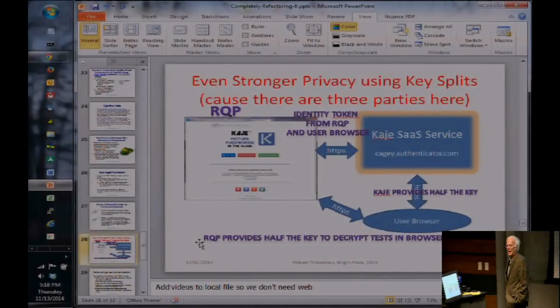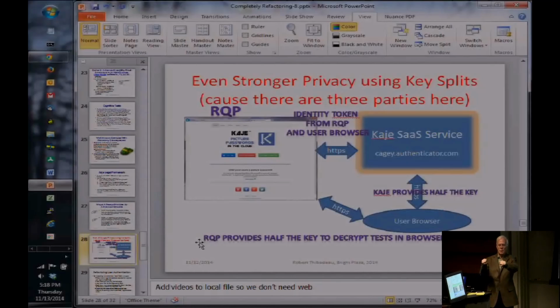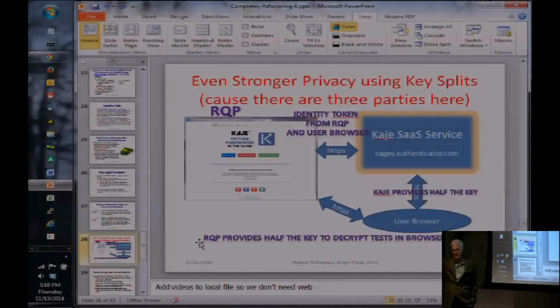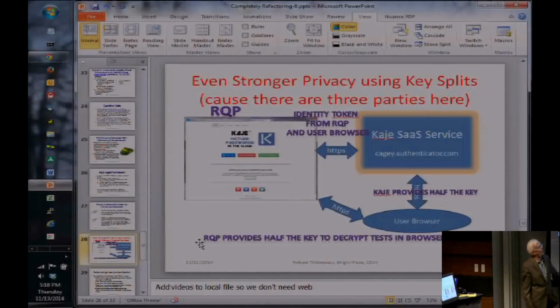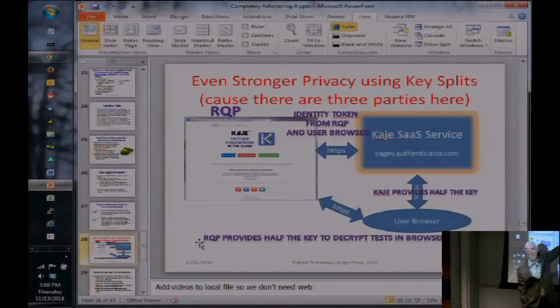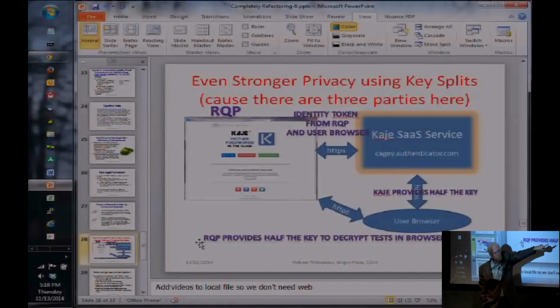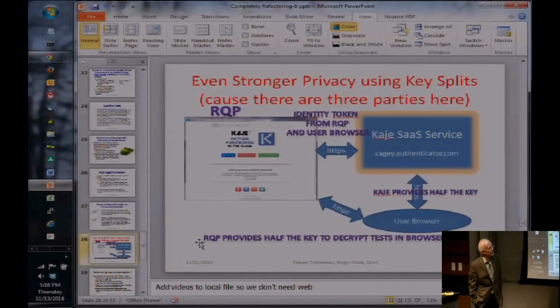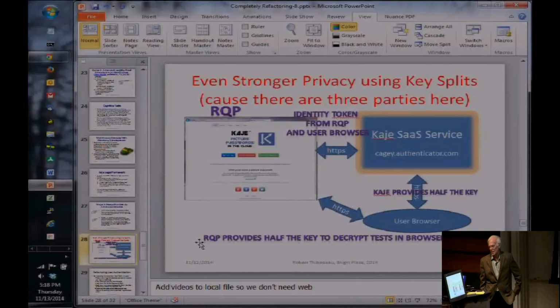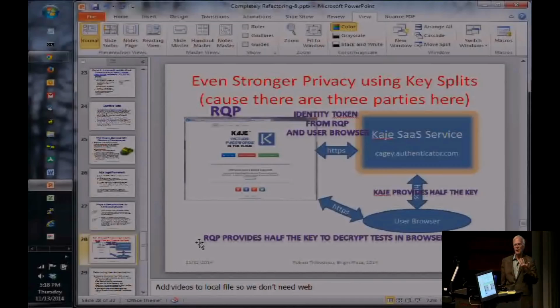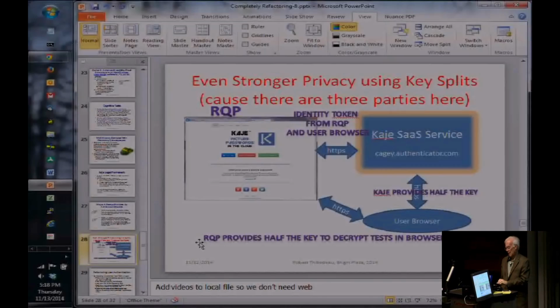Because you have this refactoring, you can now deliver a really strong form of anonymity where, for example, a power of attorney can put in a certificate, a test that's to be handed through the RQP to the KAJE SAS server to be delivered when the SAS server wants it delivered. It requires both of those parties to be online, which they pretty much have to be if the person is logging in. And the actual ability to decrypt the test is only on the user's browser. So this is one of the advantages of this really simple refactoring.